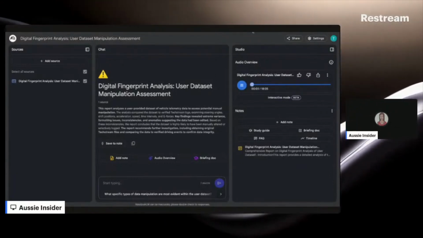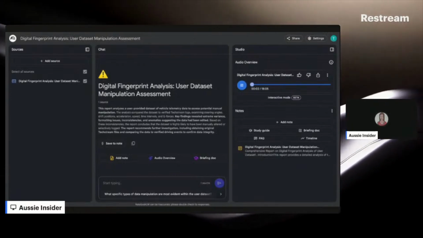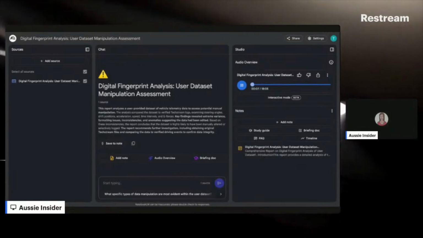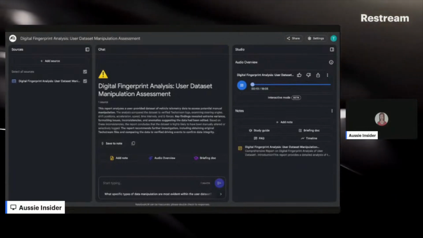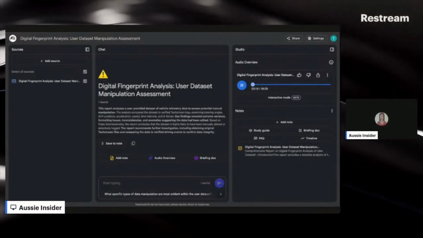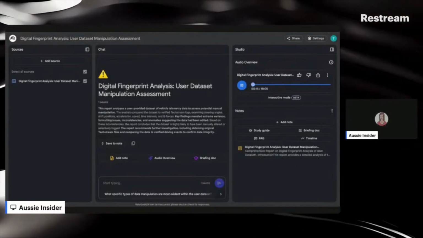Ever wish you could tell someone was fibbing about how they drive, just by looking at the data from their car? Like a digital lie detector test for driving. Exactly. Well, get this. Today we're going deep on a report that claims to do just that.